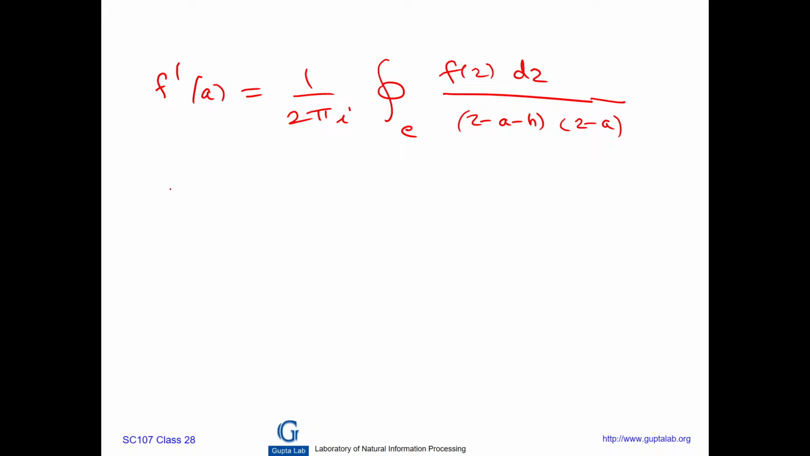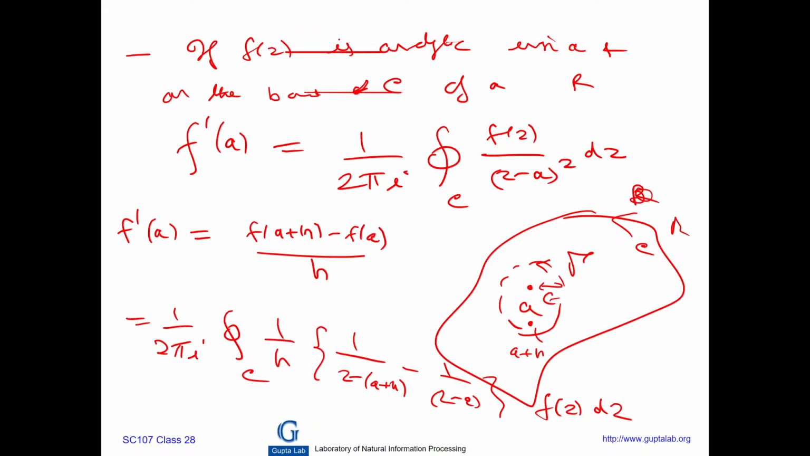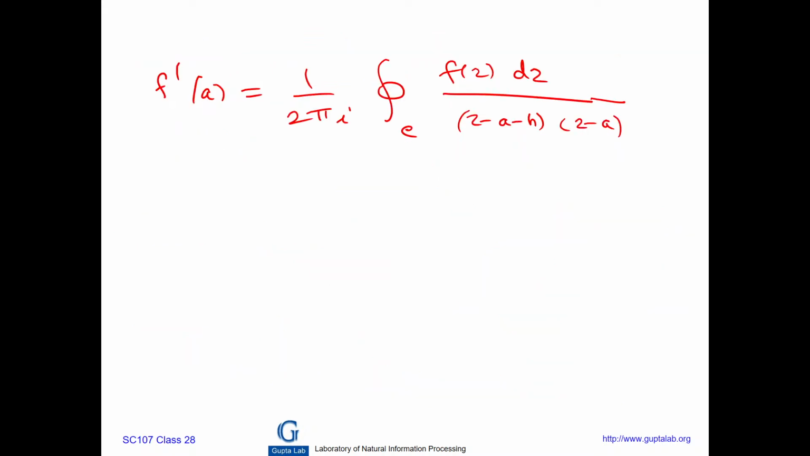So now if you look at the right hand side of this formula, f dash of a is 1 over 2 pi i integration along c f of z divided by z minus a whole square. I am going to rearrange the terms so that these come out, and whatever remains we leave aside. So let us see this.